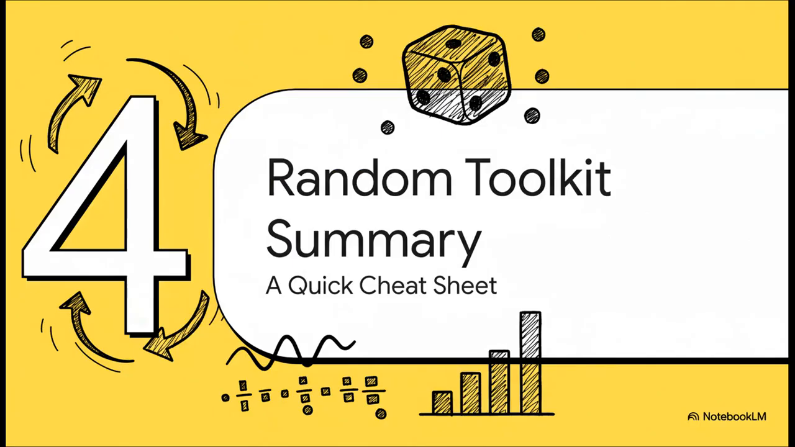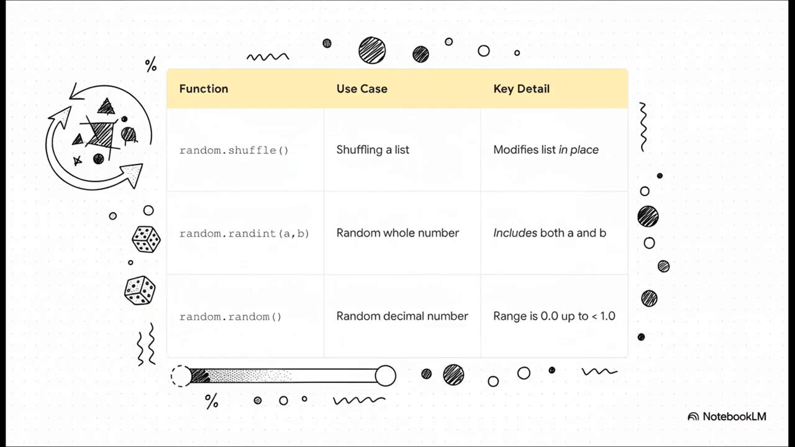All right, our last section, your random toolkit summary. We've covered shuffling lists, picking integers, and generating decimals. So let's put it all together in a quick little cheat sheet. So here is our core toolkit. For mixing up a list, shuffle is your go-to. Just remember, it modifies the original list. For any random whole number, like a die roll, you're going to use randint. Just keep in mind that its range includes both ends.